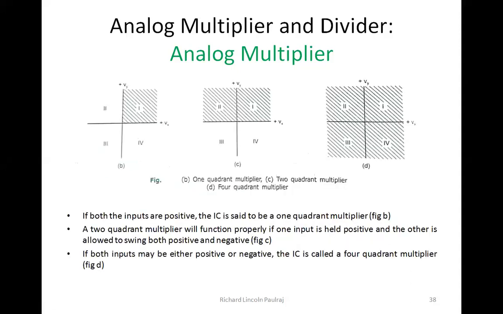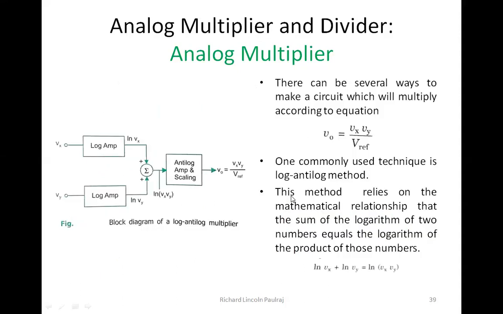With this, we saw how it operates in the first quadrant if both are positive. If one is positive and the other can be positive or negative, and if both inputs have the option to be either positive or negative, then they cover all four quadrants.